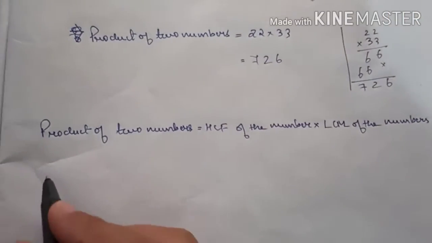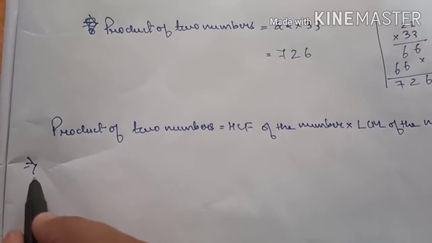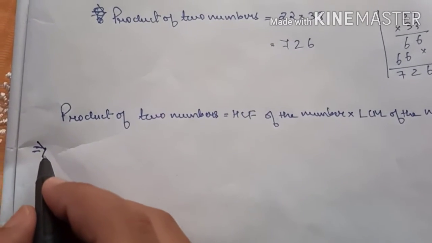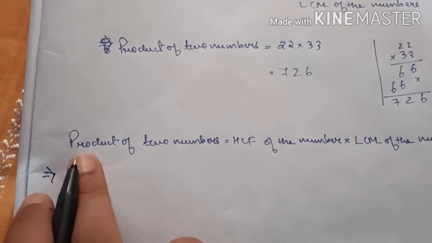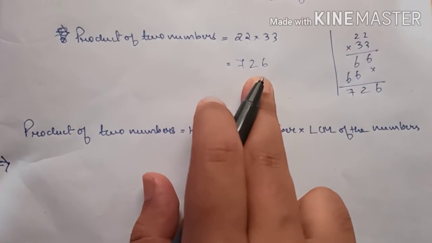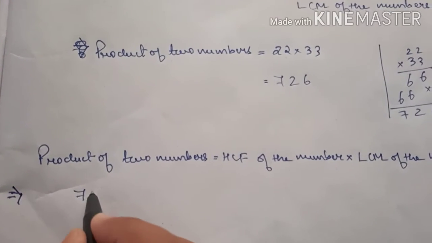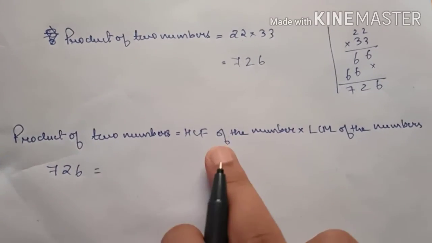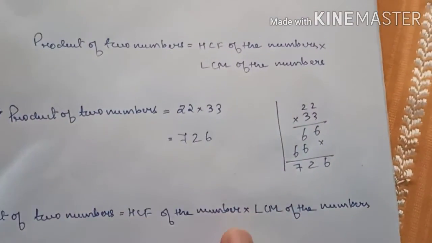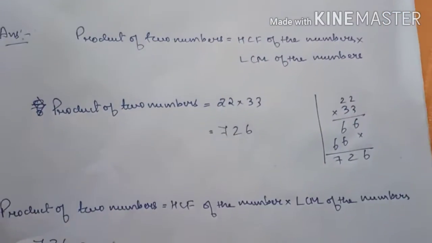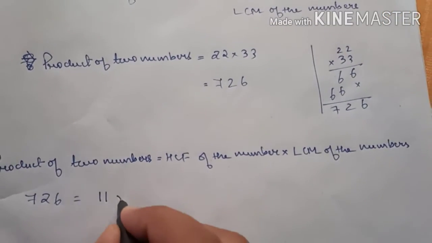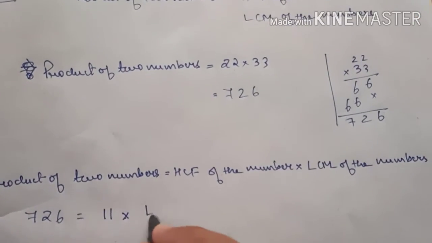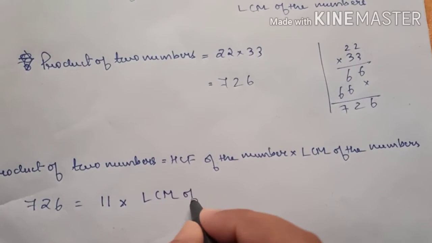See, in the next line I will put a symbol like this, okay? This symbol is called implies. After this implies we will put the value of product of two numbers. As we have calculated, product of two numbers is 726, and this equal to will come here. Now see HCF of the number, what is given? It is given 11, so we will put 11 here, multiplied by LCM of the number. Since we don't know the LCM of the number, we will write this here as it is.